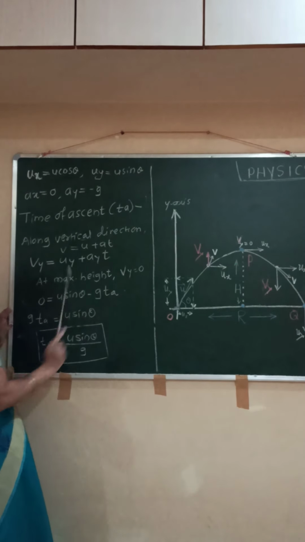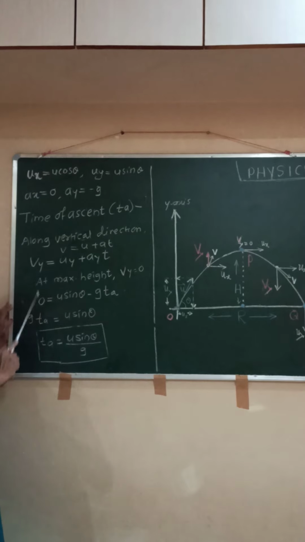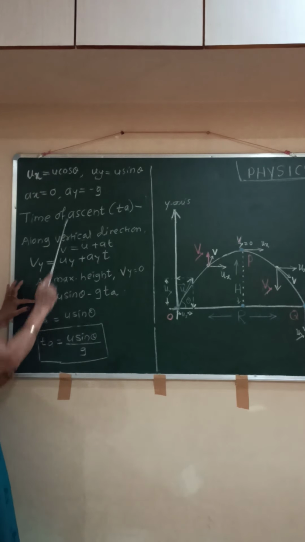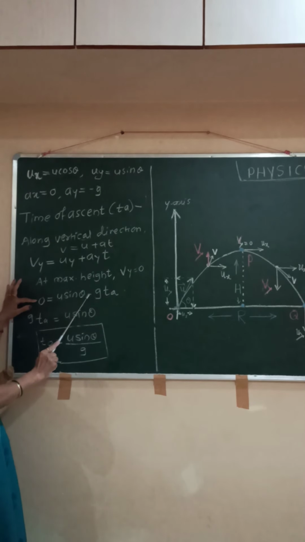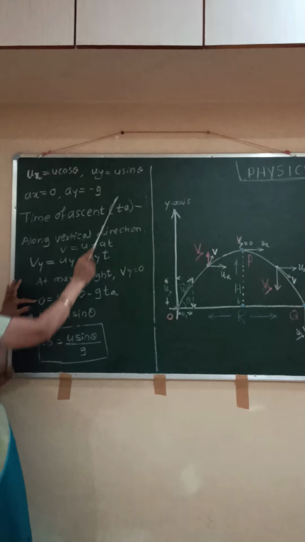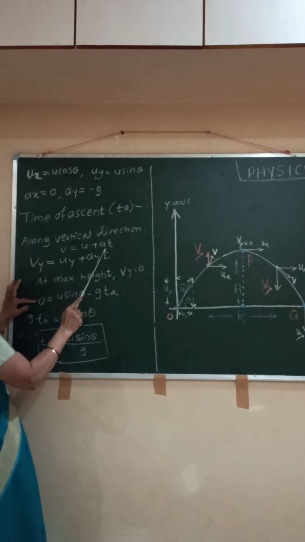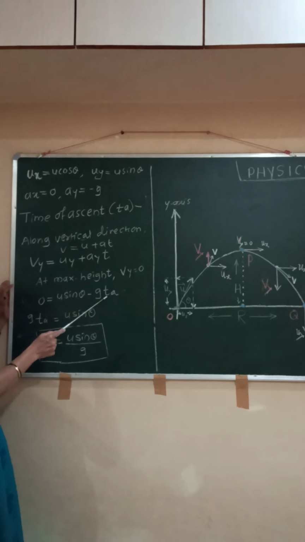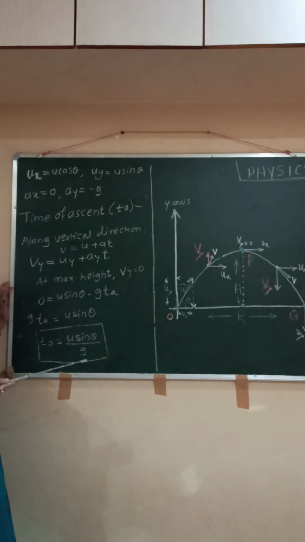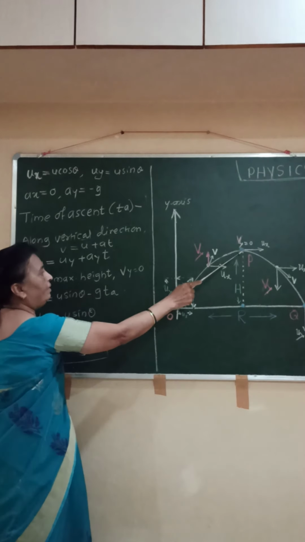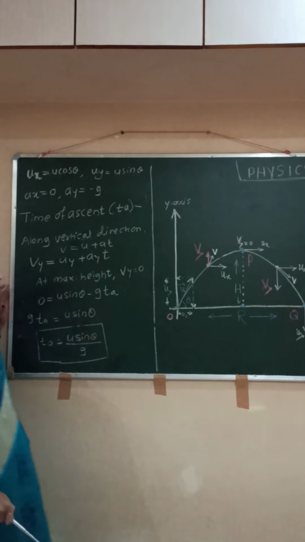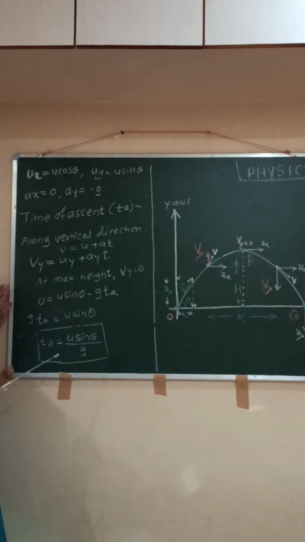So Vy = 0, if we put it in this equation, we get 0 = Uy. What is this Uy? It is equal to U sin theta. Substitute here: U sin theta minus G into time T. In this equation, this T we have to replace by time of ascent. Because we are finding the equation for when the projectile has reached the maximum height, so we are finding the time for that.